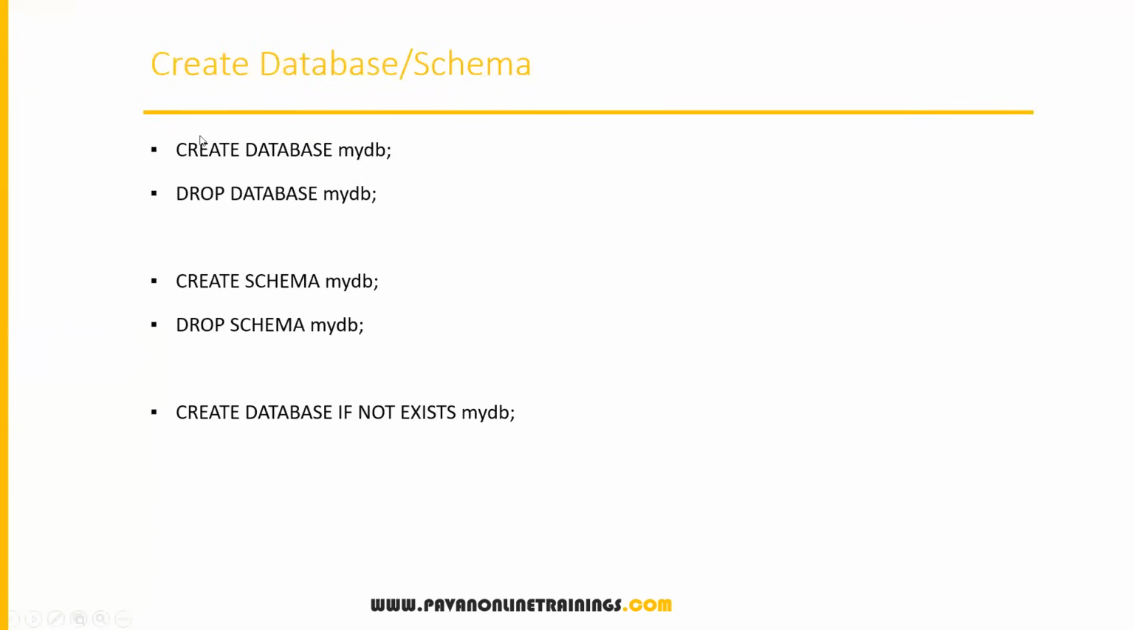And suppose instead of this, if I give a normal command like CREATE DATABASE name, and the database already exists, then it will throw an error. So these are the different commands we use for creating and dropping a database, and we can also verify whether a database exists or not. These are the very basic commands at the database or schema level. Now I'll show you practically how we can execute these commands.